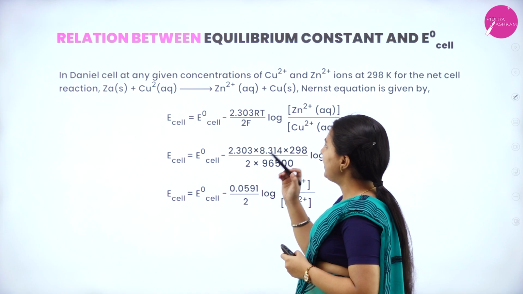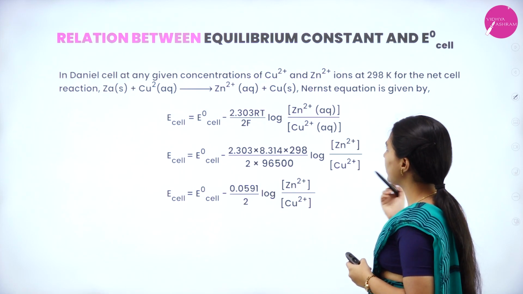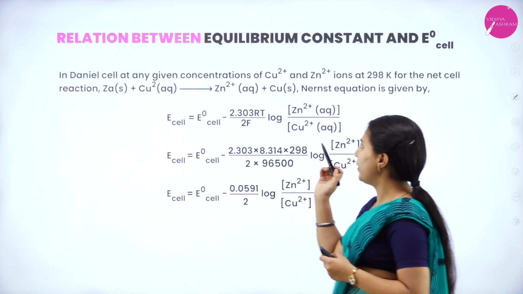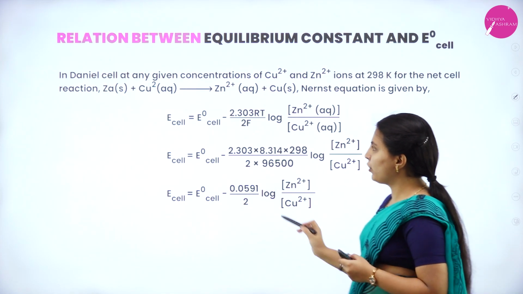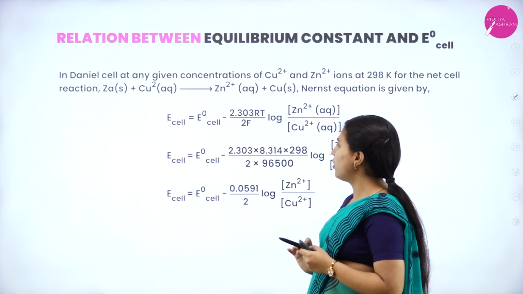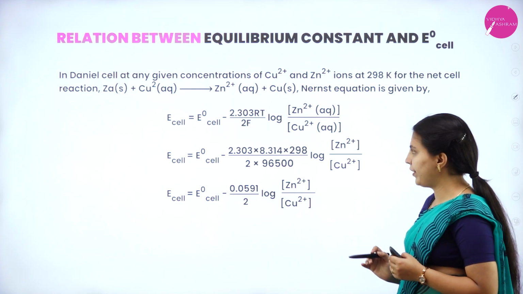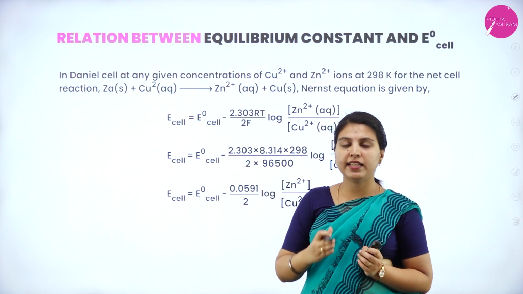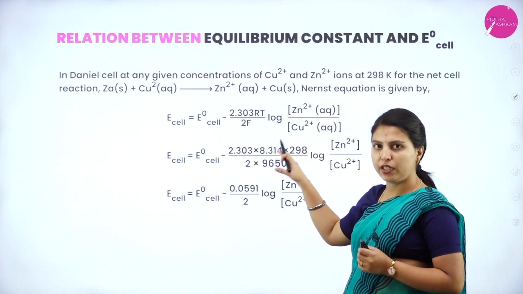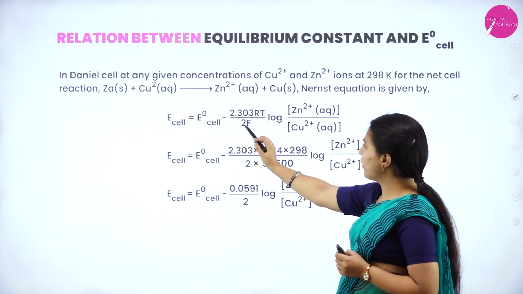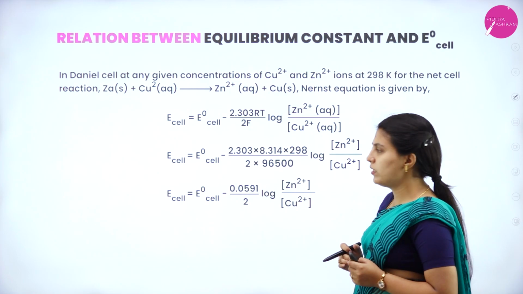In the Daniell cell, at any given concentration of Cu2+ and Zn2+ ions at 298 Kelvin, for the net cell reaction Zn plus Cu2+ gives Zn2+ plus Cu, the Nernst equation is given by E cell equal to E0 cell minus 2.303 RT by 2F log concentration of product by concentration of reactant. Here in the Daniell cell, zinc and copper are taken as the electrodes, so we apply the Nernst equation. Here 2 electrons are involved, so n equal to 2. We apply those values in the Nernst equation.